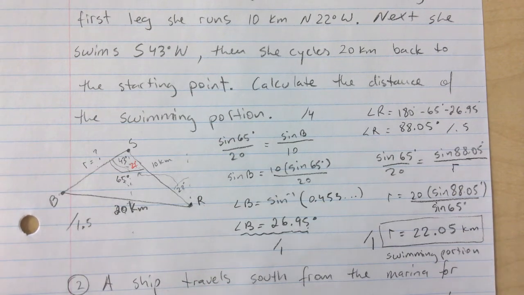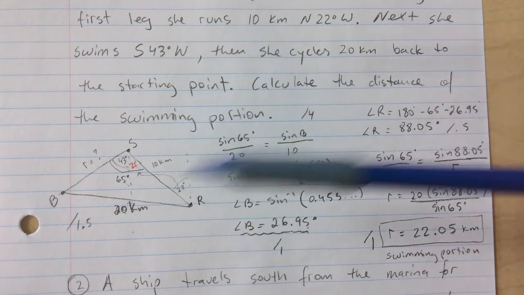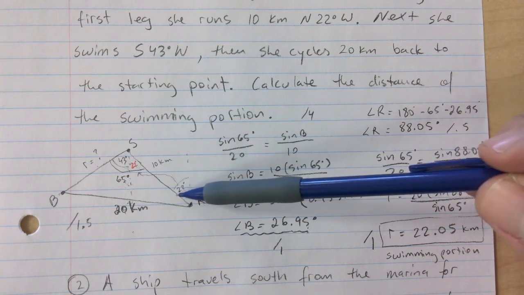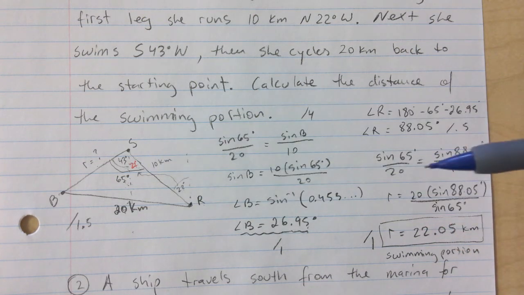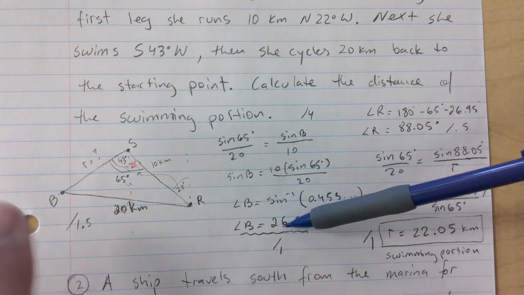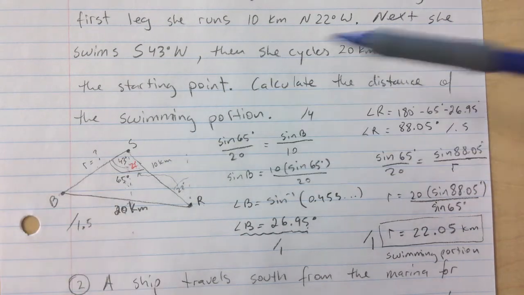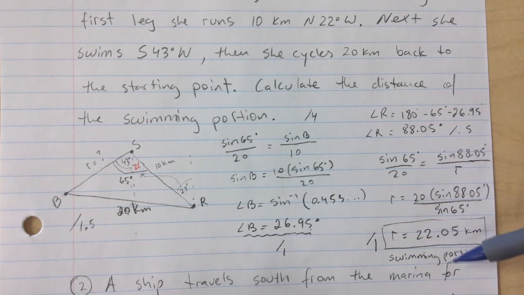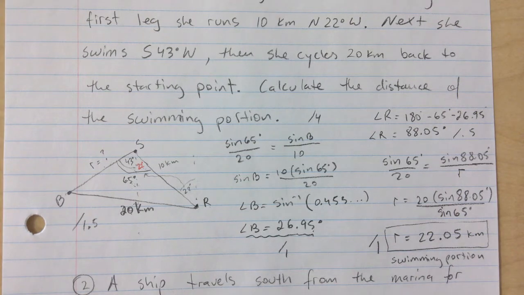She swam 22.05 kilometers. So recapping, 1.5 for diagram, including the 65, which means you would have brought the 22 over here. You get a mark for coming up with the angle B here, whatever that angle is across the 10 kilometers. You get half a mark for finding that third angle, and another mark for finding out the swimming portion of the triathlon. Okay, so there's your 4 marks in there.